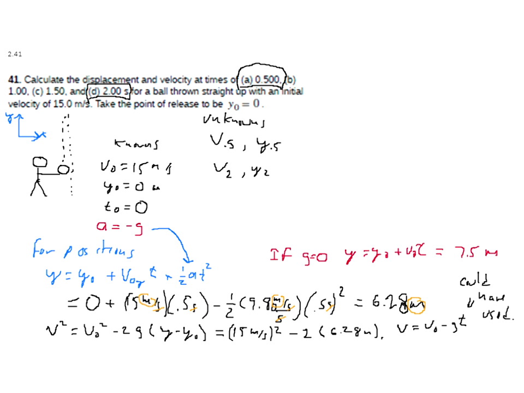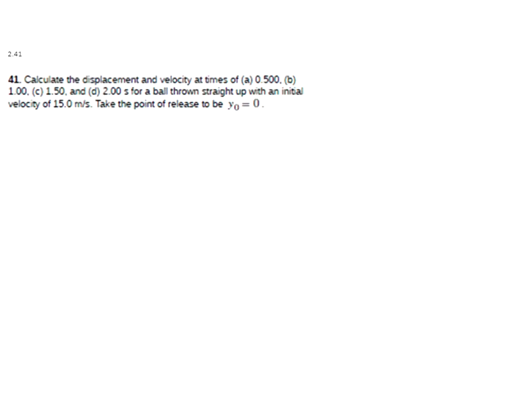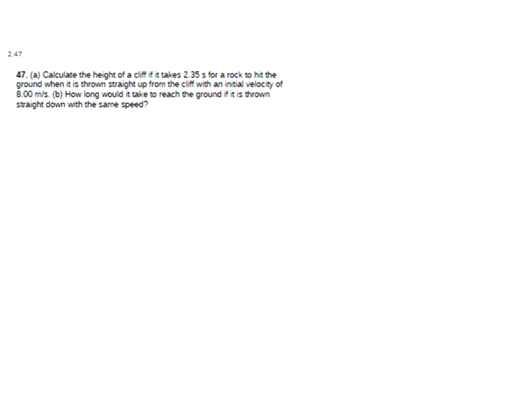So actually, since we kind of have an understanding with this, I'm going to go ahead and move on. This was just going to be space. This is the same problem. This is just going to be extra space to work on it. But instead of doing that, since we're at 1:30, I would like to just talk about this one a little bit here. Calculate the height of a cliff if it takes 2.35 seconds for a rock to hit the ground when it's thrown straight up from the cliff with initial velocity of 8 meters per second.